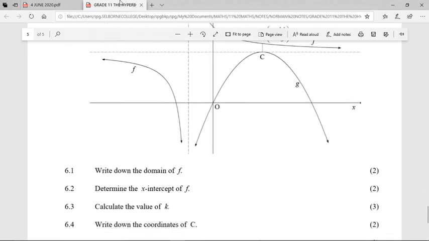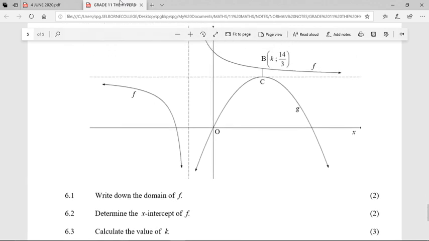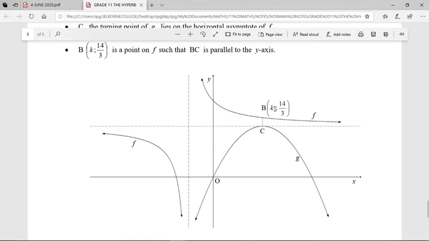Moving to 6.3, calculate the value of k. In other words, there, that k value there, what is its value, right? It is the x coordinate of B, right? So it's on the hyperbola. So if we know at this position y is 14 over 3, we can sub 14 over 3 into our hyperbola and find out what x is, right?